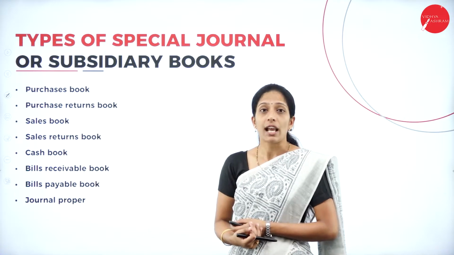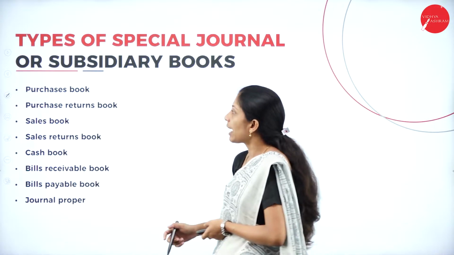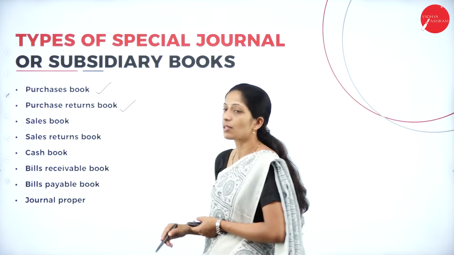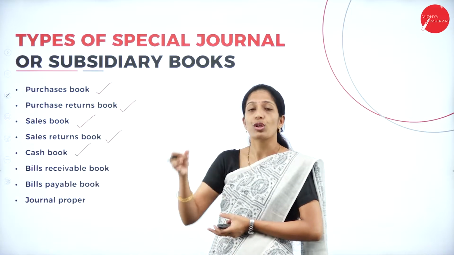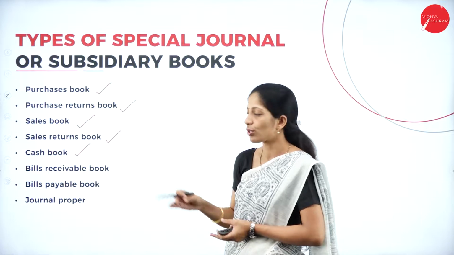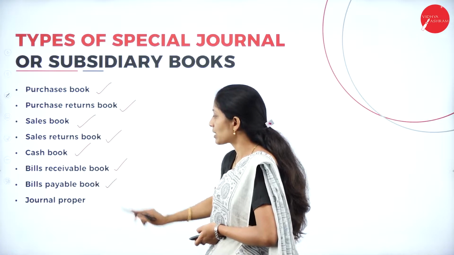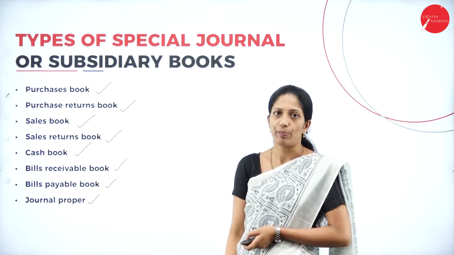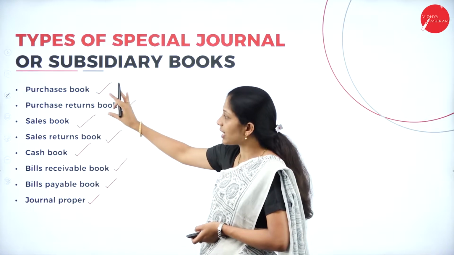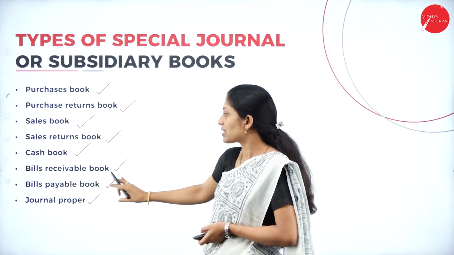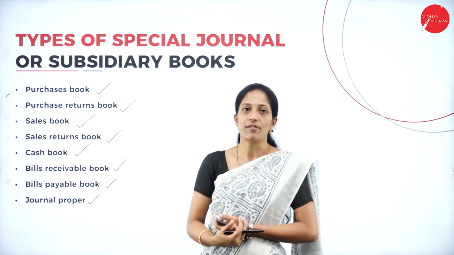Now let us see what are the types of subsidiary books or day books. There are various types of subsidiary books like purchase book, purchase returns book, sales returns book, cash book. Under cash book also there are a number of types of cash book, so we are going to learn in this particular unit. Next, bills receivable book, bills payable book as well as journal proper. Now, what is this journal proper? If a transaction does not occur in any of the subsidiary books up to the bills payable book, it will come under journal proper.